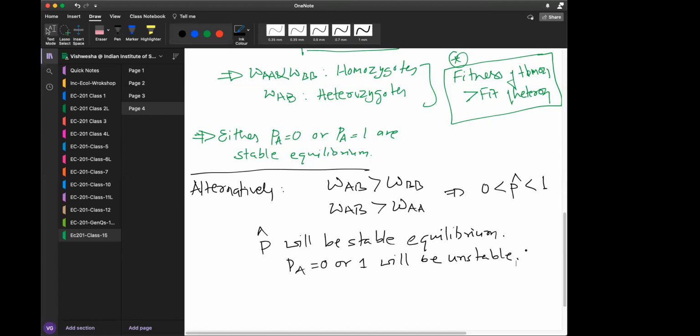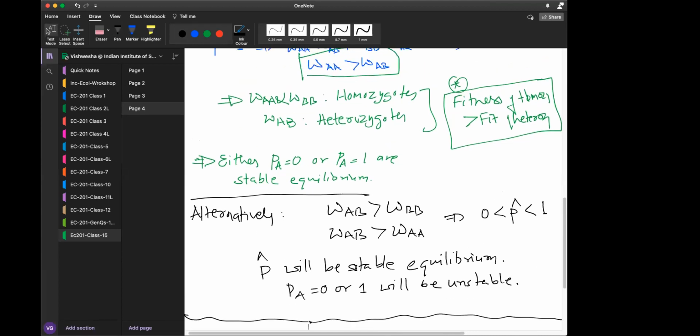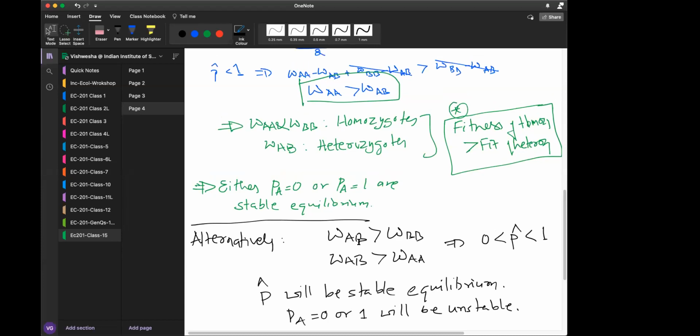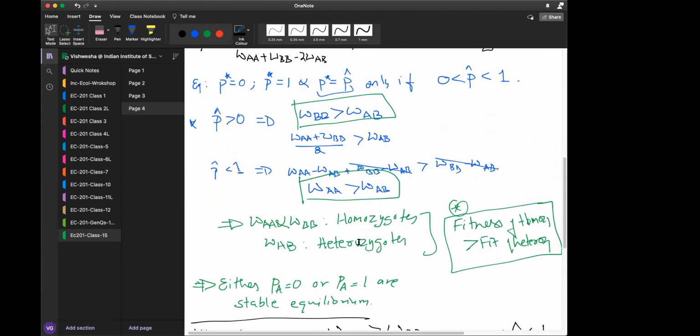Okay, so this is where I want to stop today. I think we have done enough algebra for today to show that just simple algebraic equations can help you understand and provide some interesting insights on how in both haploid and diploid organisms evolution works, right? So we will continue from here in the next class.